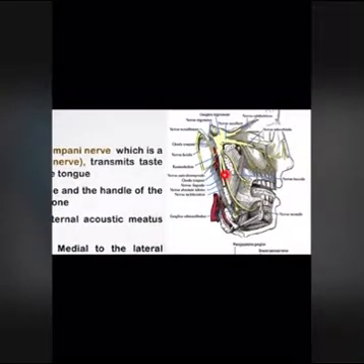You can see on this region the internal acoustic meatus. This is the facial nerve, and this is the chorda tympani nerve. It passes on the pterygoid muscle. This is the lingual nerve, joined with the chorda tympani and distributed to the anterior two-thirds of the tongue.